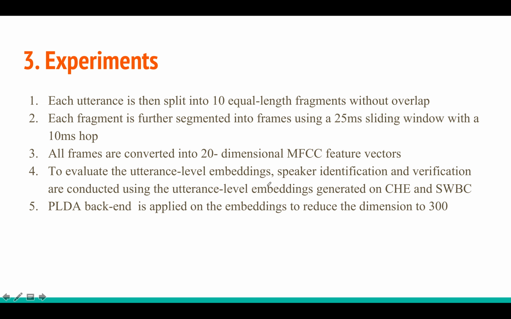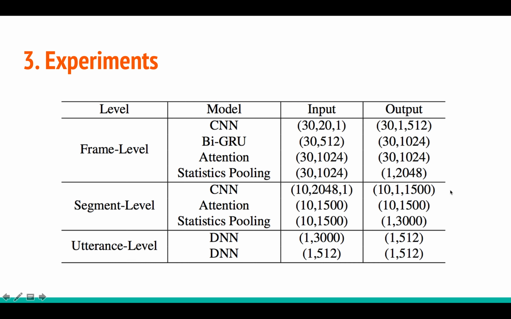Coming to the experiments, the details of the input: as I said, we split the utterance into a sequence of equal 100 millisecond chunks. If it is 3 seconds, you get 30 frames. If it is 1 second, you get 10 frames, right? Then this is standard: you compute the MFCCs for this configuration, where the dimension of the MFCC feature is 20. As I said, for evaluation we use Call Home and Switchboard. For the backend we do dimensionality reduction using PLDA and reduce the dimension to 300.